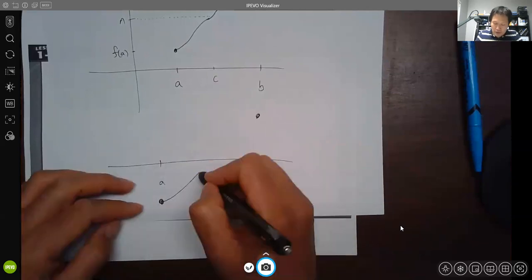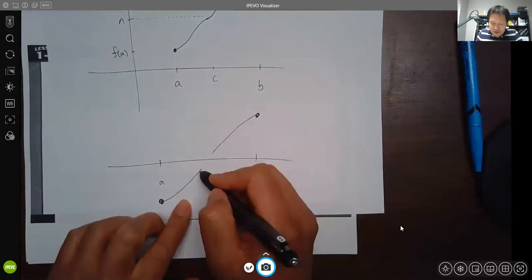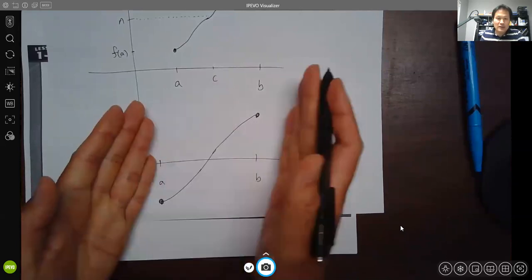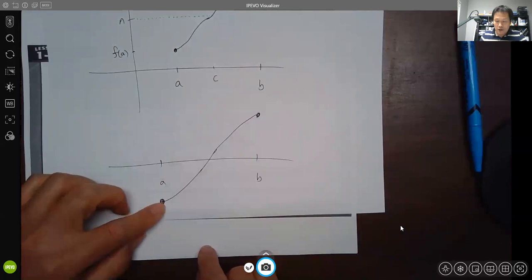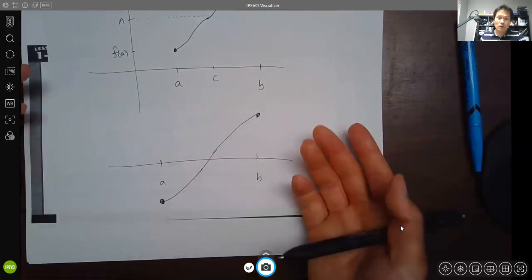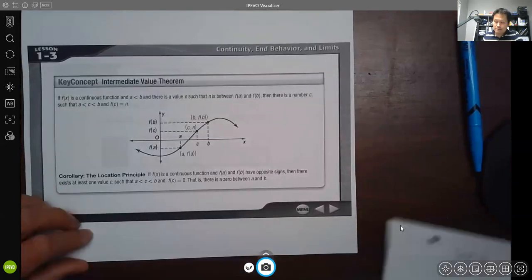You cannot just jump the x-axis. You have to cross the x-axis somewhere. That's what they're saying. There's gotta be some x-intercept between a and b. If one function value is negative and one is positive, you have to cross the x-axis somewhere between a and b. That's what that statement is saying.